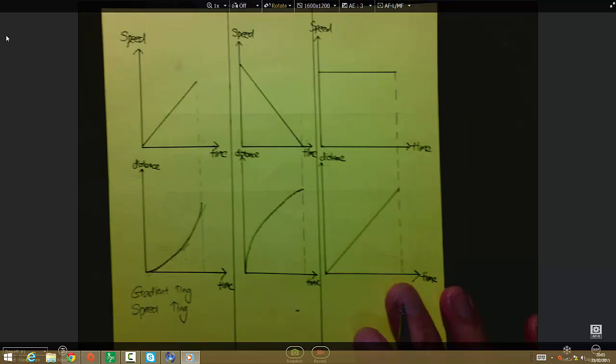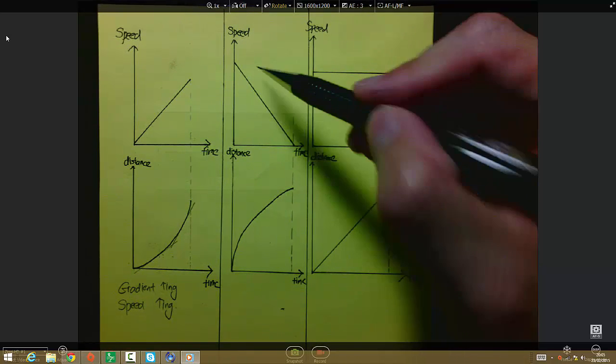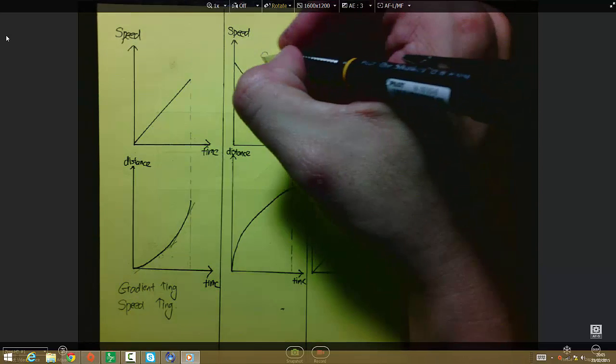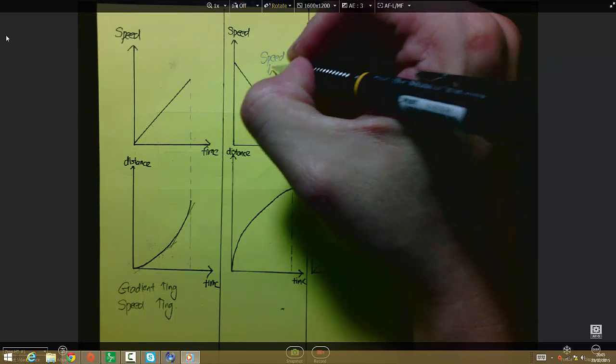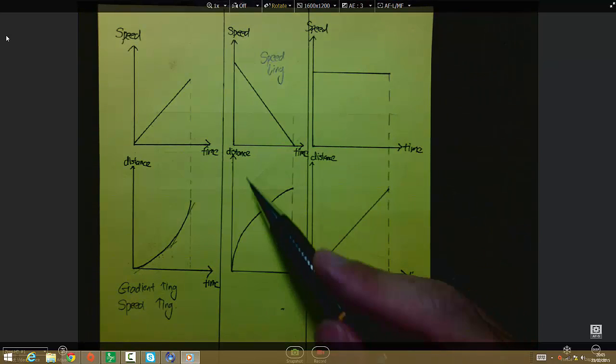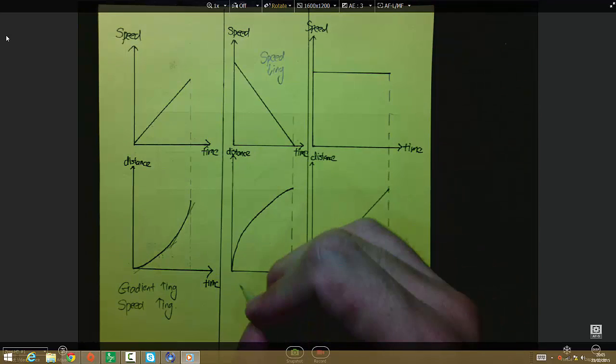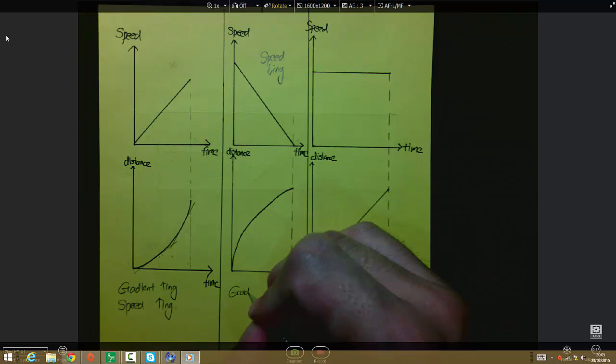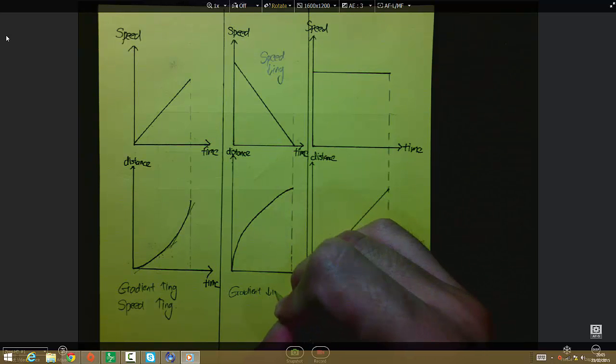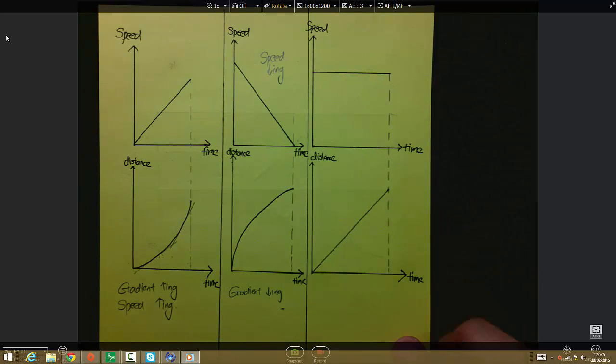Similar idea for the next one that I drew here. Notice down here, I can say that my speed is decreasing. Again, from a distance time graph, how do we get speed? It is the gradient. So if speed is decreasing, it means that my gradient must be decreasing over time. So how can I tell that for this curve, the gradient is decreasing?